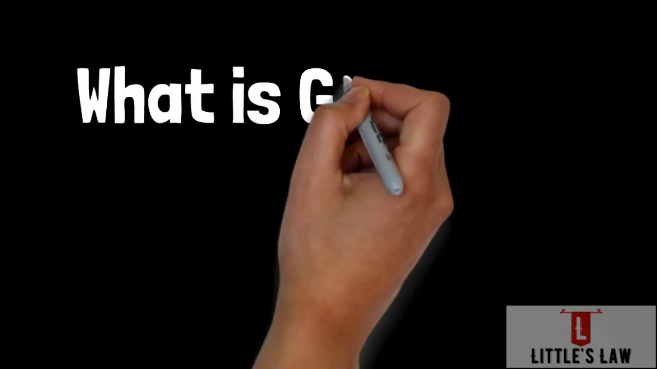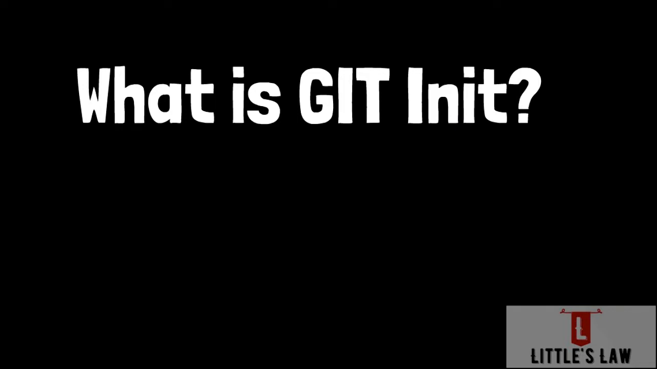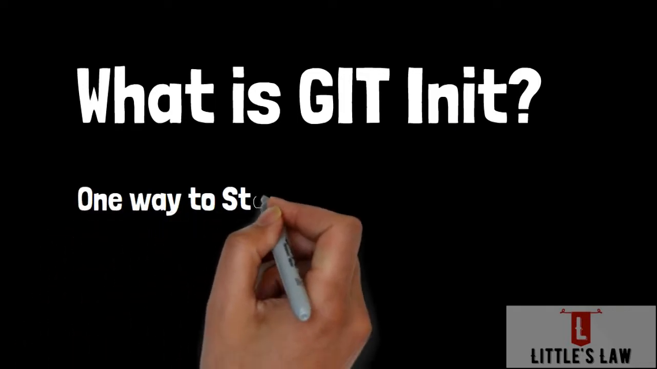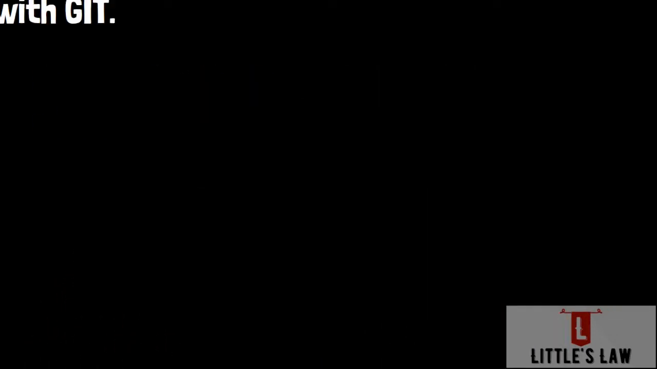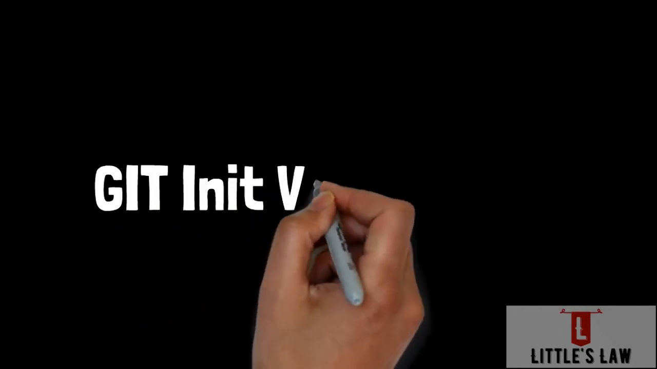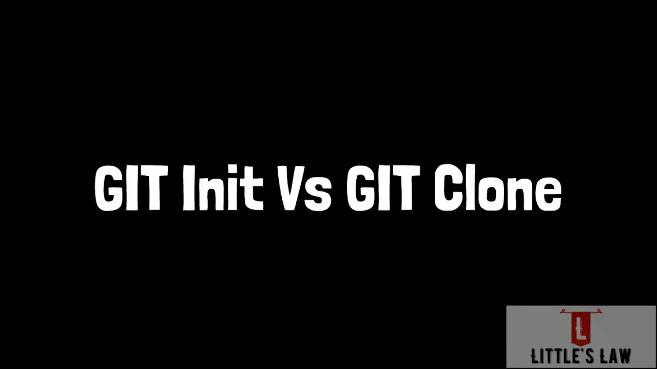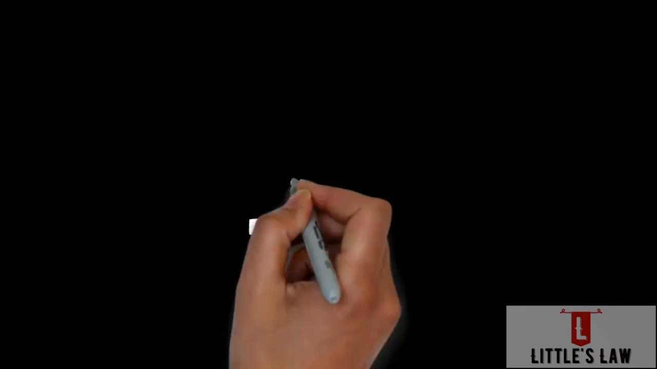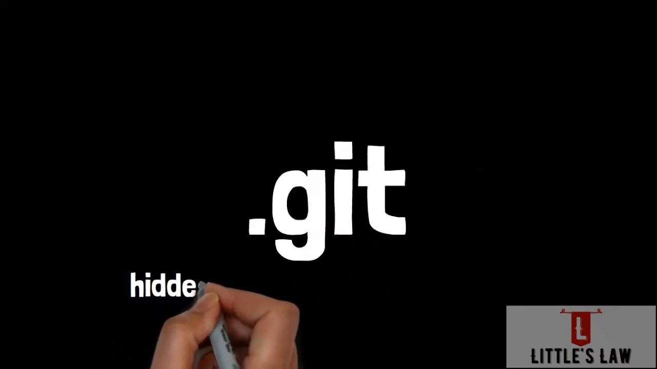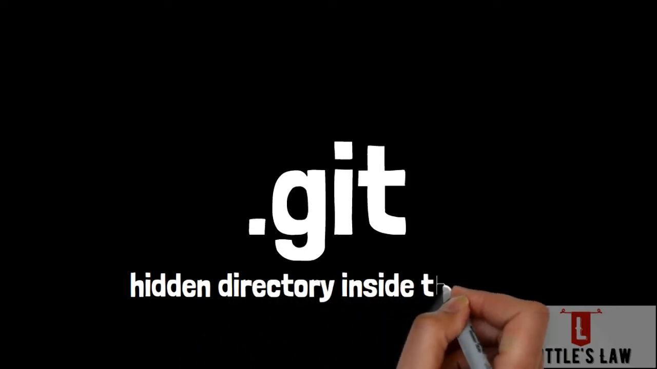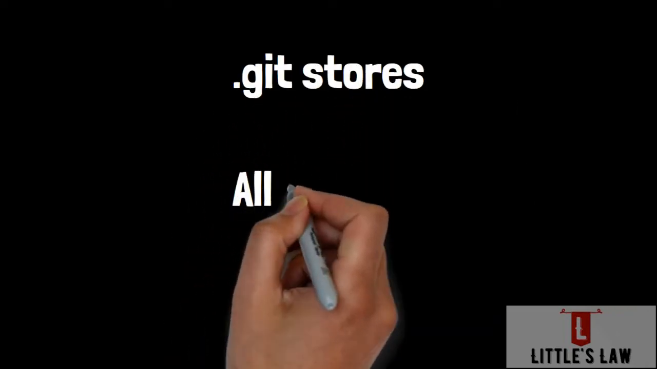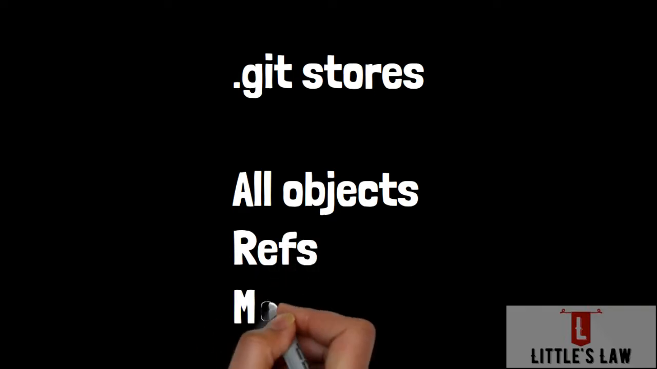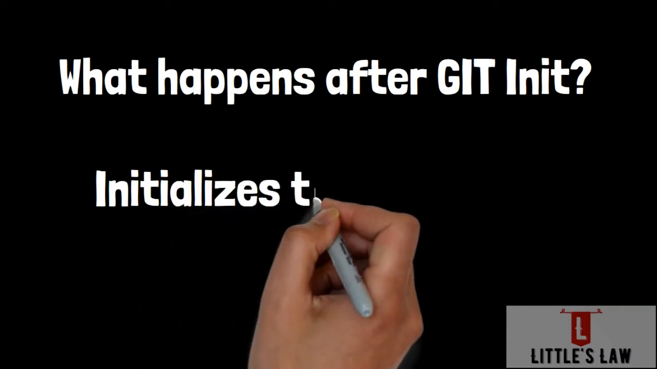So what is Git Init? Do we need a Git Init to start? Git Init is one way to start a new project with Git. To start a repository, we can use either the Git Init or Git clone, but not both of them at the same time. When we initialize a repository, Git creates a hidden directory called .git. That .git directory stores all of the objects and the references that Git uses and creates as part of our project's history.